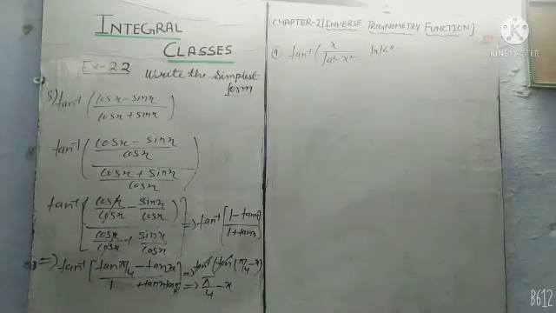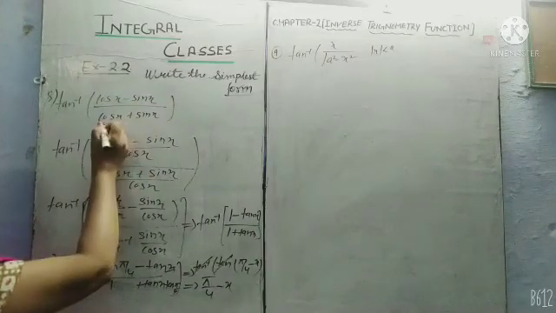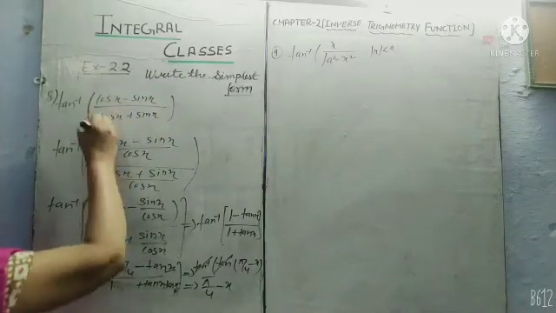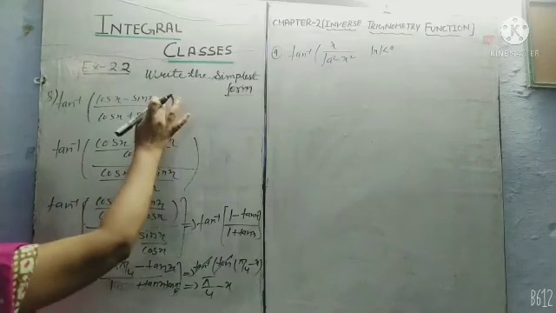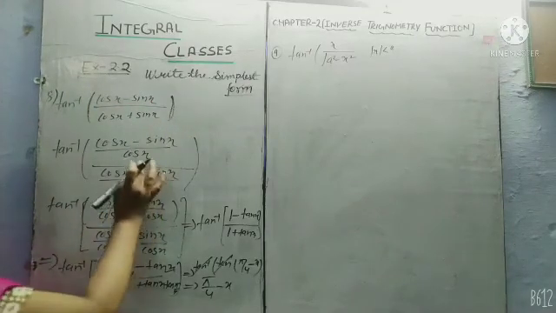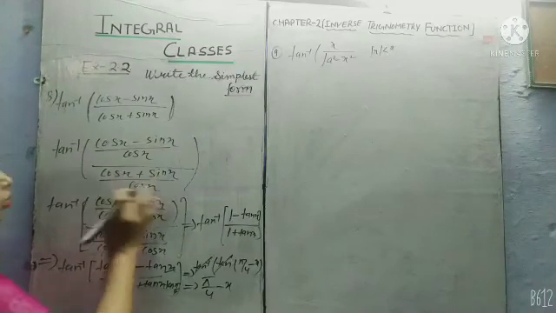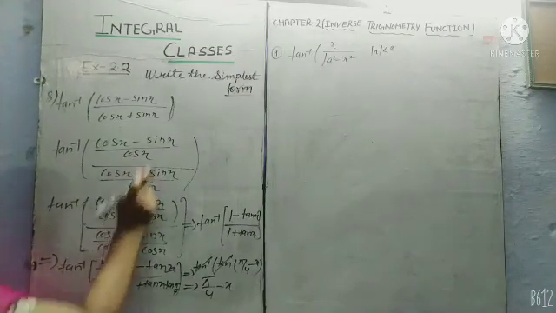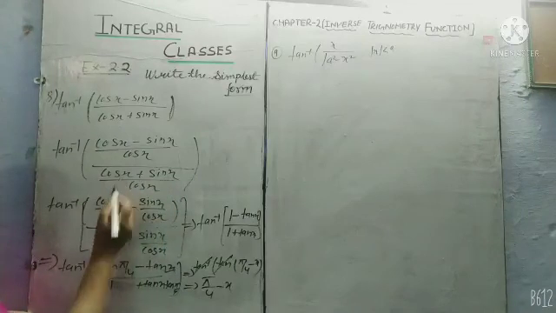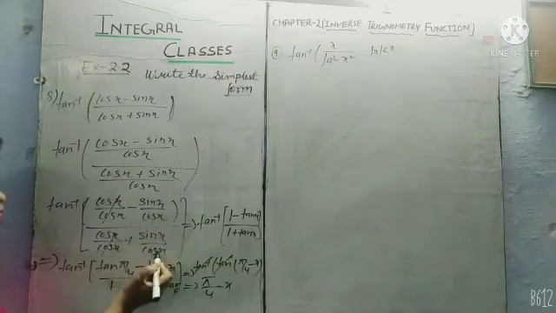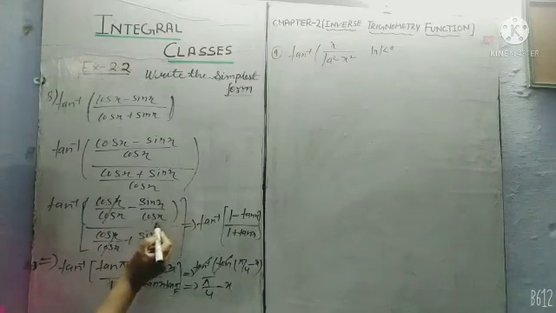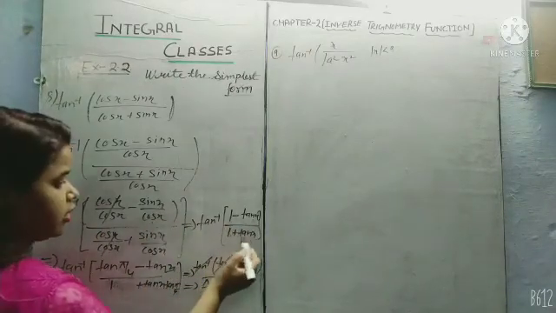Question number 8: tan inverse of (cos x minus sin x) upon (cos x plus sin x). So student, firstly we will divide the numerator and denominator by cos x. We write cos x upon cos x minus sin x upon cos x, and again cos x upon cos x plus sin x upon cos x. Now these are cancelled. It becomes 1 minus tan x upon 1 plus tan x.